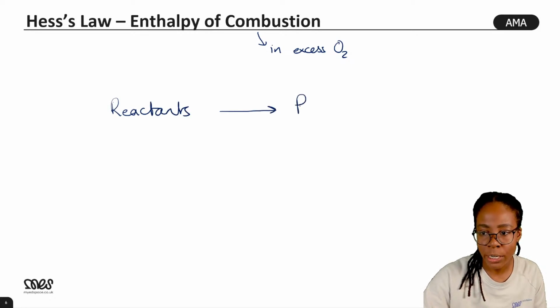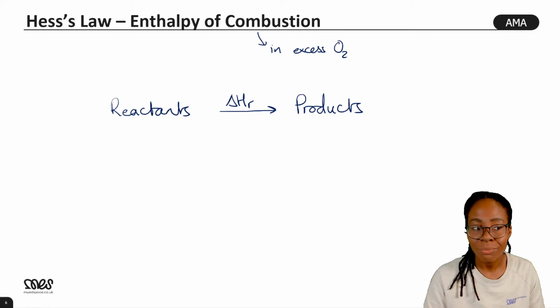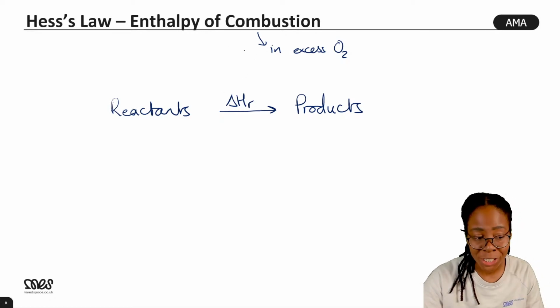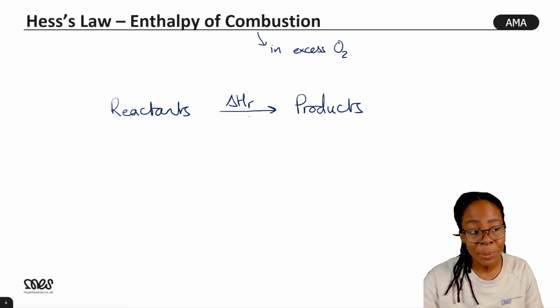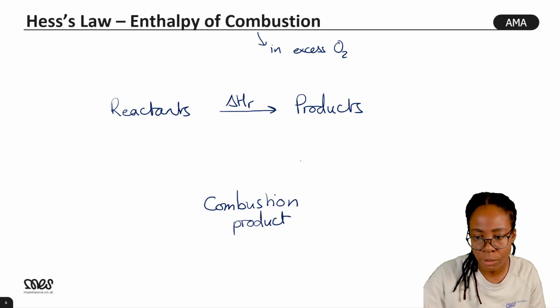We're going to our products, and we want to find out this enthalpy change of reaction, but we can't do that because for whatever reason, we can't do it. But if we're given combustion data, then we can complete our Hess cycle by including the combustion product as the indirect pathway that we're going to go by, the indirect route.